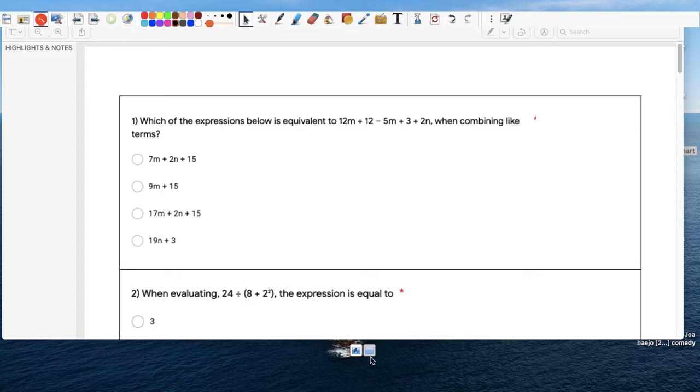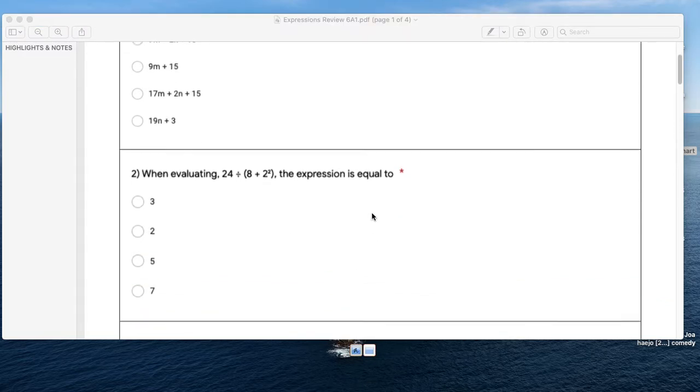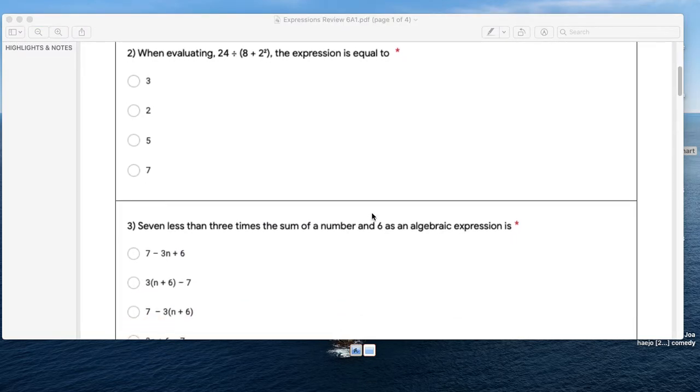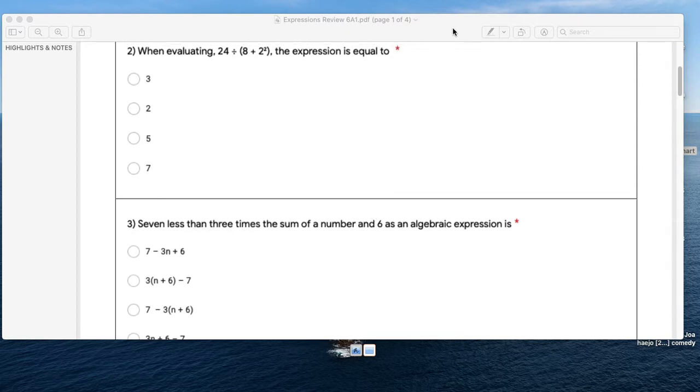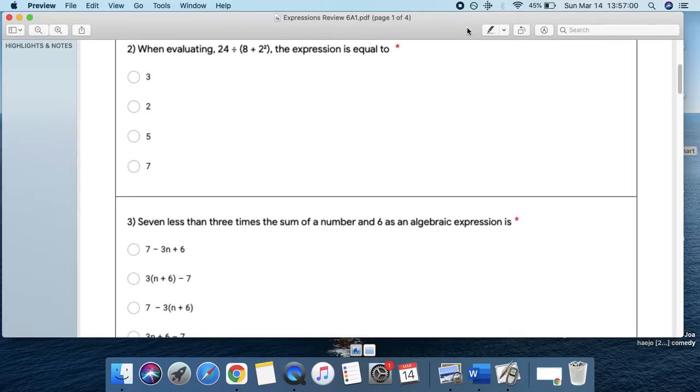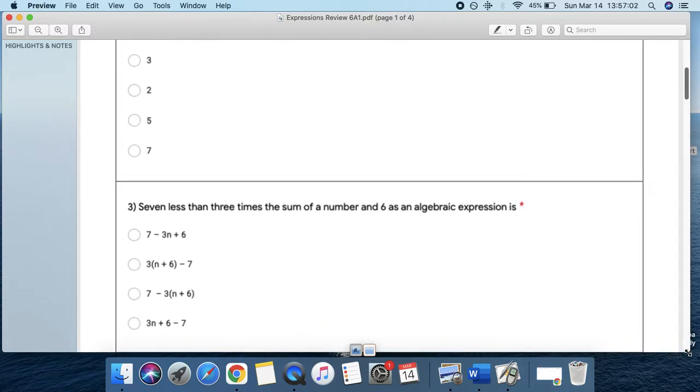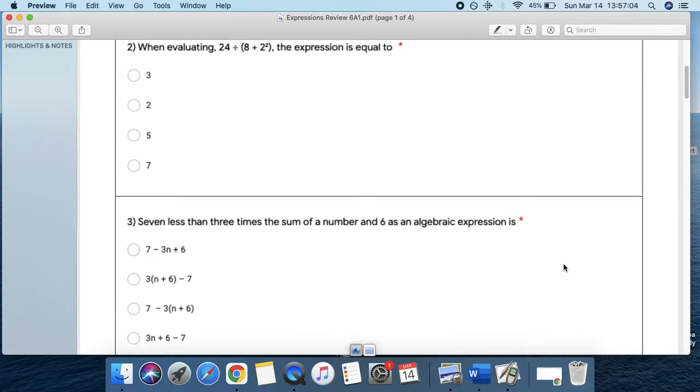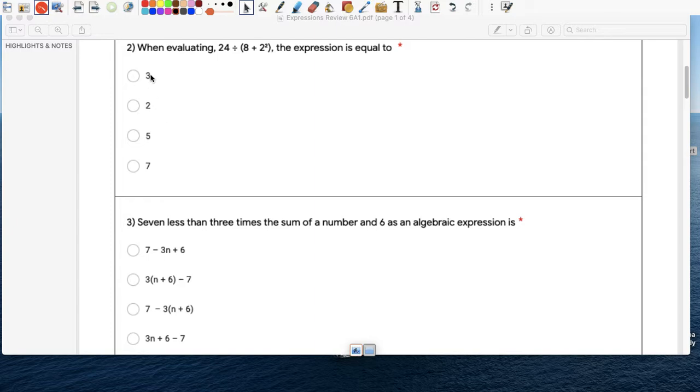We'll move on. Number 2, when evaluating, so order of operations. So let's see if I can bring this. Hang on. Here we go. I can put 2 questions in one. So, order of operations.